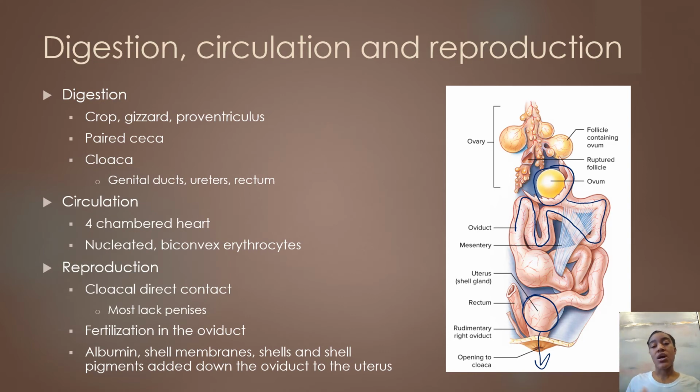This is also what we talked about before in non-avian reptiles, why you need fertilization to be internal, because once that shell is put on, you won't be able to get the fertilization to occur. So fertilization has to occur early in the oviduct rather than later, because once it travels further down, the shell is added and the sperm will not be able to fertilize the egg.